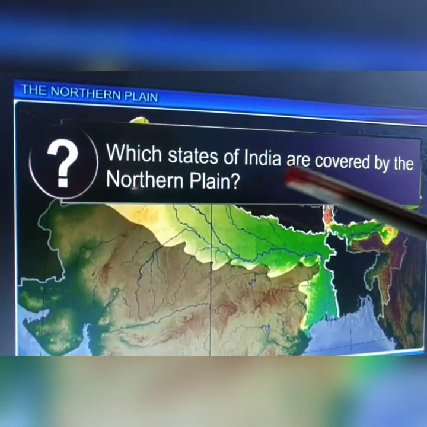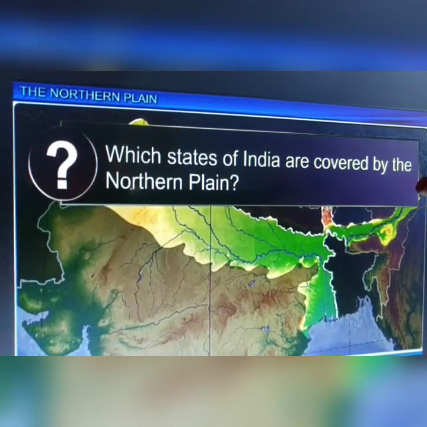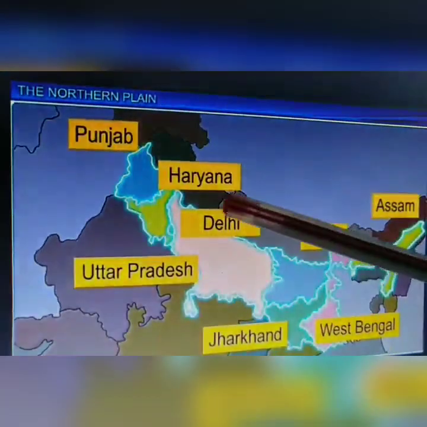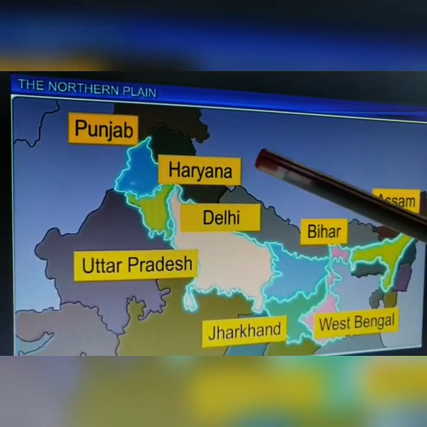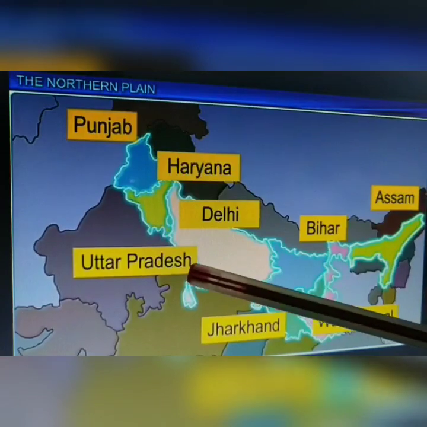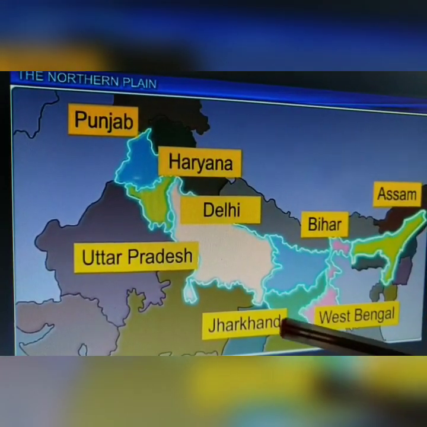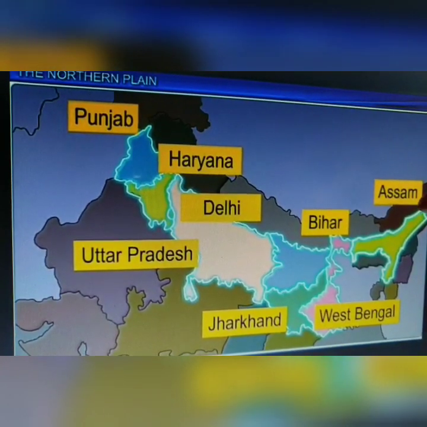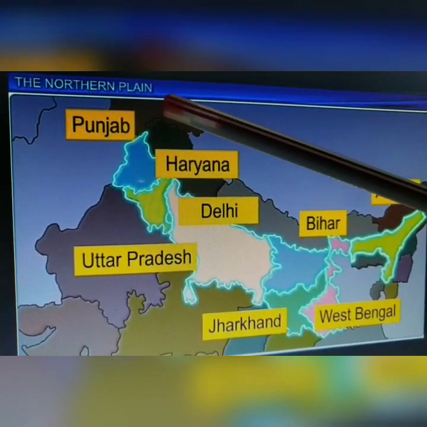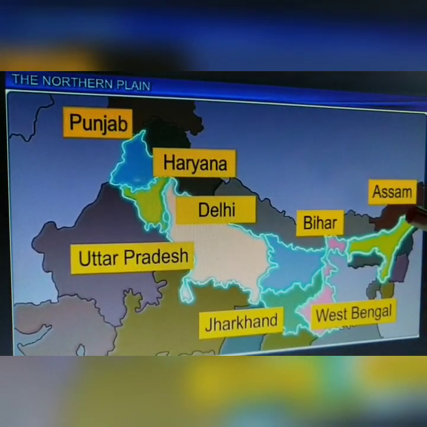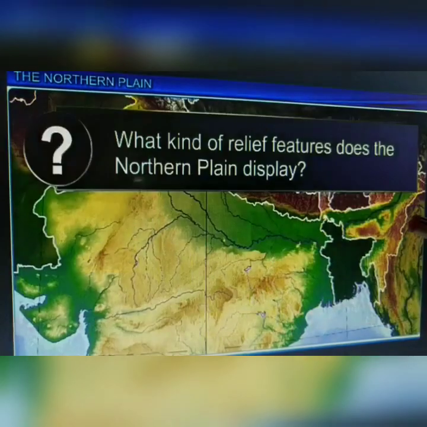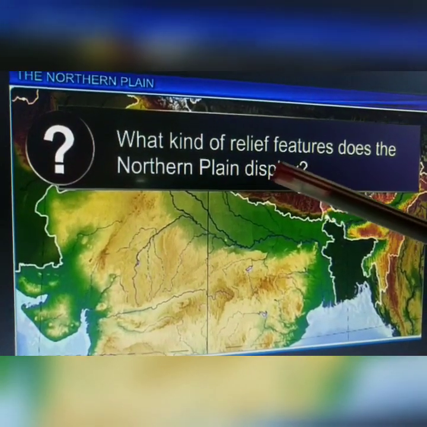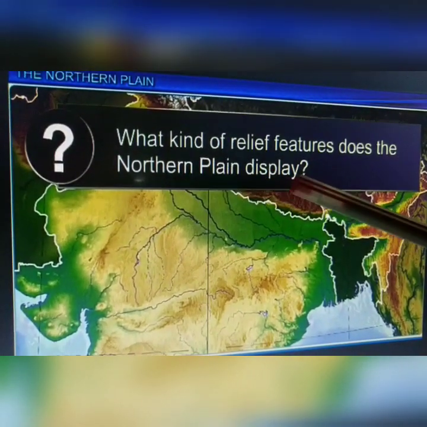Now, which states of India are covered by the northern plain? These are Punjab, Haryana, Delhi, Uttar Pradesh, Bihar, Jharkhand, West Bengal and Assam. It is formed by the rivers Indus, Ganga and Brahmaputra. But now, what kind of relief features does the northern plain display?